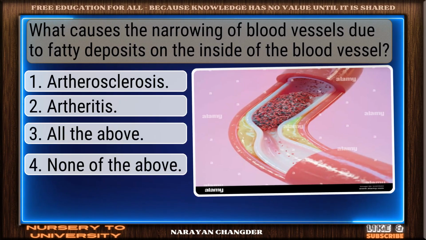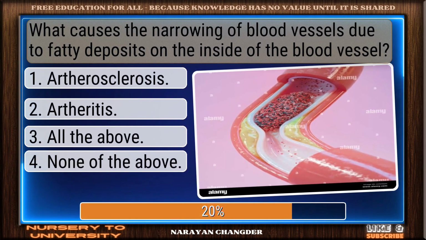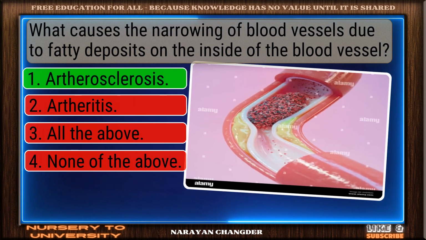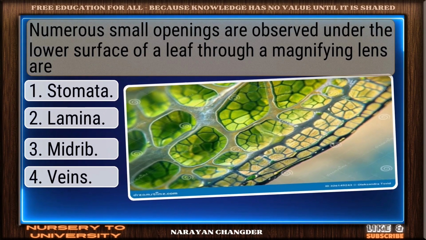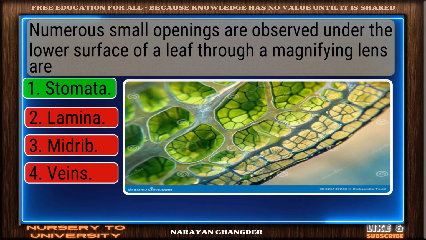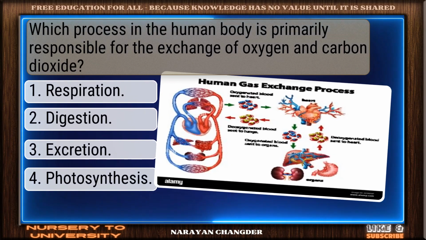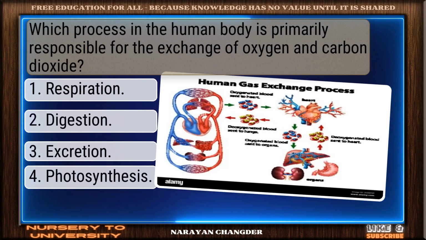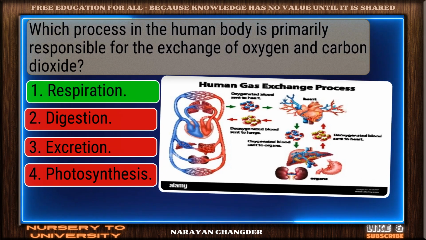What causes the narrowing of blood vessels due to fatty deposits on the inside of the blood vessel? Great thinking. Atherosclerosis is right. Numerous small openings are observed under the lower surface of a leaf through a magnifying lens. Smart move. Stomata is the accurate answer. Which process in the human body is primarily responsible for the exchange of oxygen and carbon dioxide? Sharp thinking. Respiration is right.